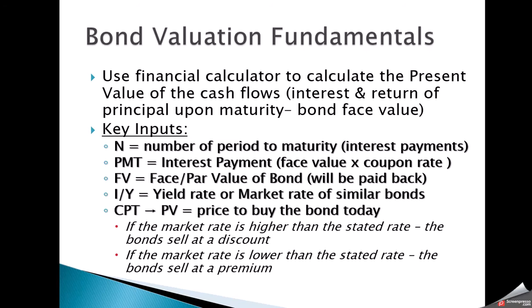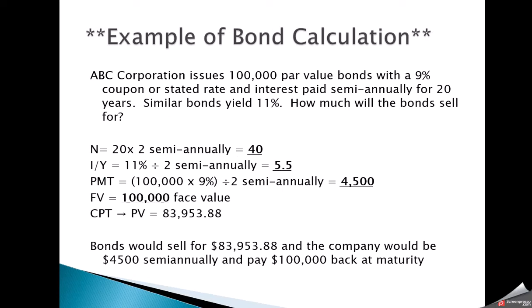And then you're always computing the present value of the bond. So if you were to have one of these on your test, you want to know what goes in each one of those keys, the N, the PMT, the FV, the IY, and then you're computing for the PV. So here's an example. If this company issues $100,000 of par value bonds at a 9% coupon rate with interest paid semi-annually for 20 years, similar bonds are yielding 11%, how much will they sell for?